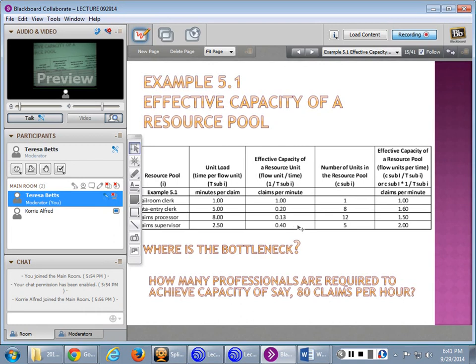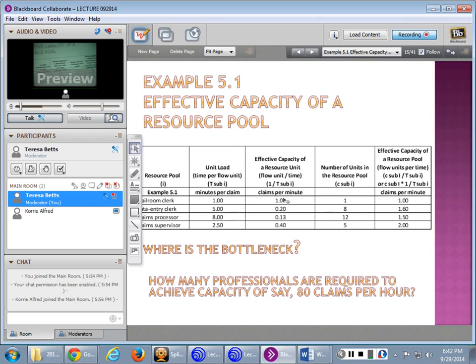All right. Then we say, but we may have more than one of these resources. I really only have 1 mailroom clerk. I have 8 data entry clerks, 12 claims processors, and 5 claims supervisors. So this third column is the effective capacity of a single resource unit. In order to get the effective capacity of the resource pool, I need to take the effective capacity of a resource unit and multiply it times the number of units that are actually in that pool.